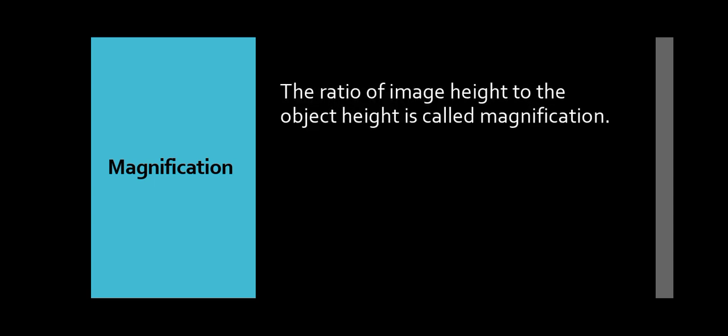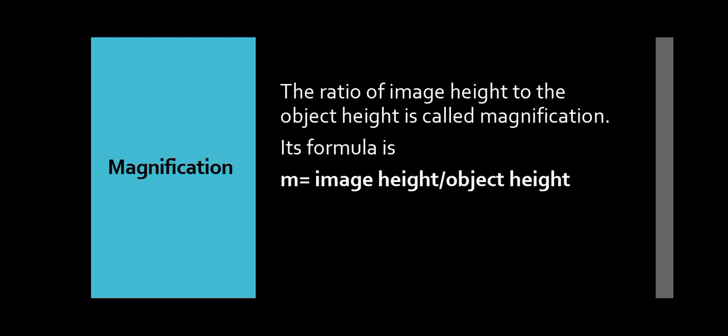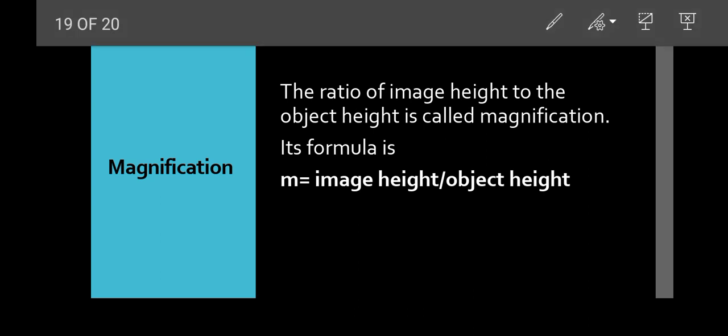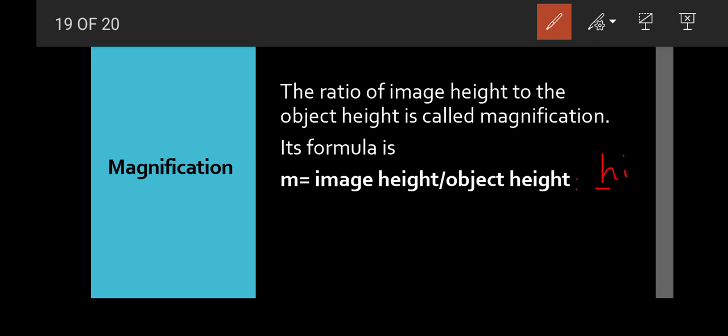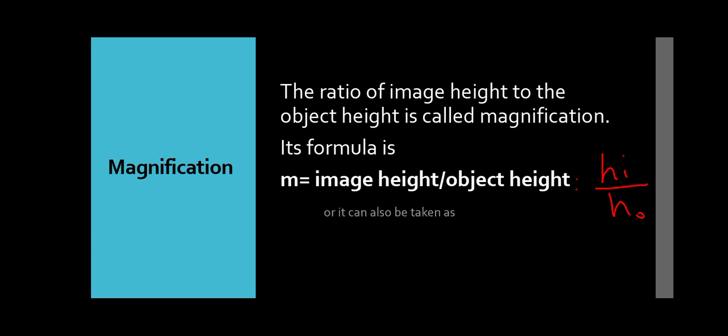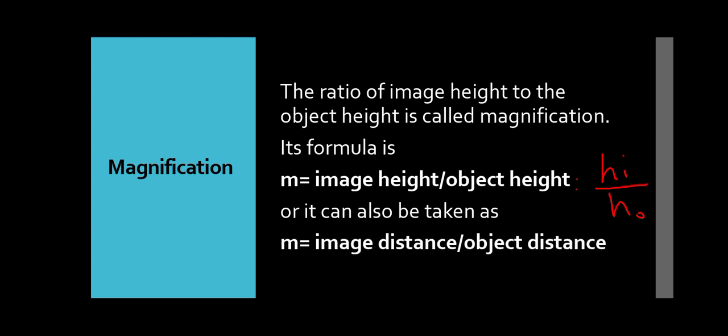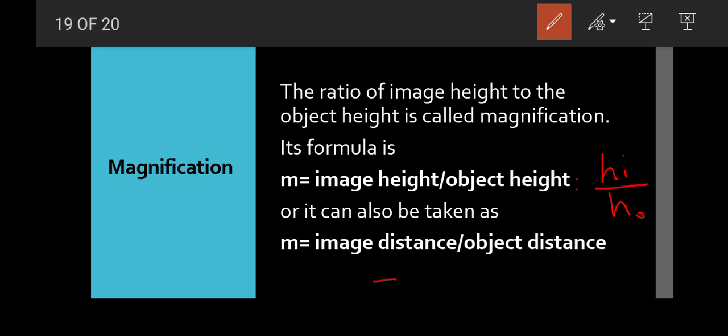Another term used in this chapter is magnification. As I have told you, it is the ratio of image height to object height. Its symbol is m, image height divided by object height. It can be written symbolically as hi divided by h naught, meaning the height of the image divided by the height of the object. Or it can also be taken as image distance divided by object distance, that is, q by p. Both of these formulas are correct for magnification.